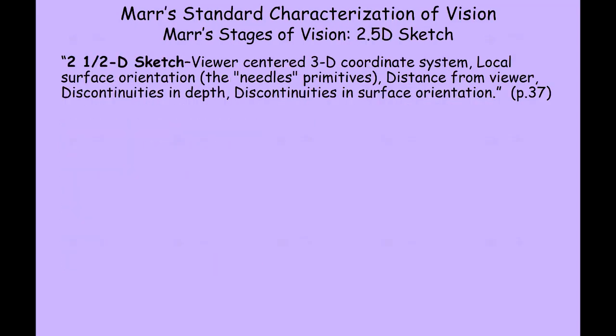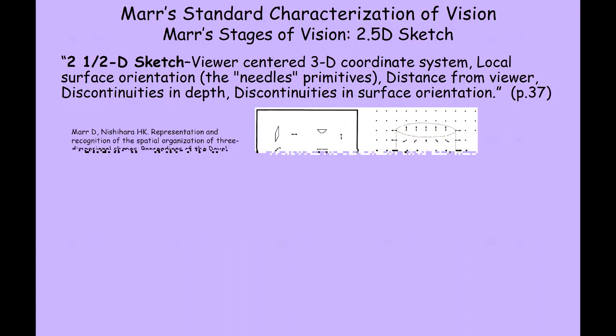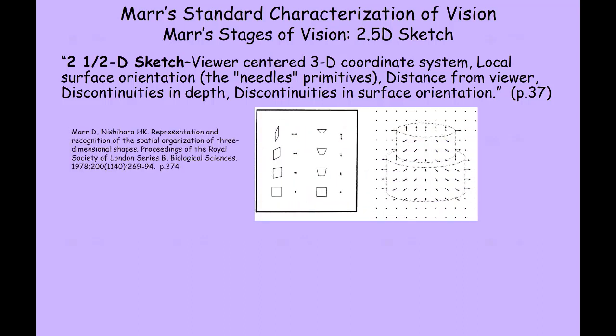Next is our 2.5D sketch. Marr tells us that the 2.5D sketch is a viewer-centered 3D coordinate system that contains local surface orientation, which he represents using needles as primitives, distance from viewer, discontinuities in depth, and discontinuities in surface orientation. And here's a picture from a paper by Marr and Nishihara on representation and recognition of the spatial organization of three-dimensional shapes, in which he talks about that.